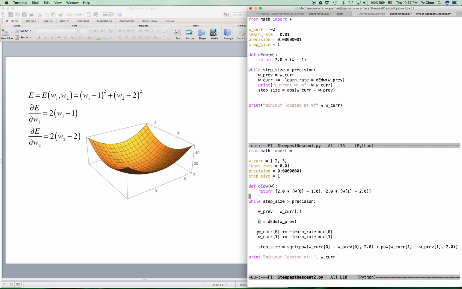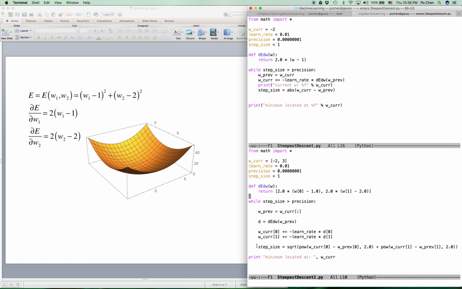And then we update the first weight W1 using the first partial derivative D0 and multiplying the learn rate. Again, don't forget the minus sign. It has to go along the negative derivative. It cannot go along the positive derivative if you want to reduce the error. And then the second weight, W curl 1, is updated using minus the learn rate multiplying the second value in the D container, the second partial derivative.